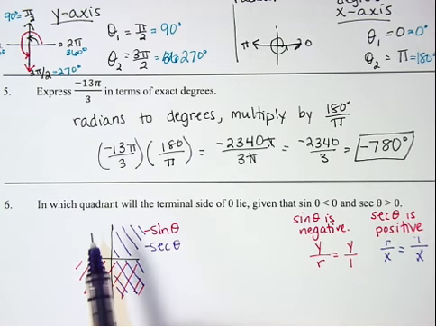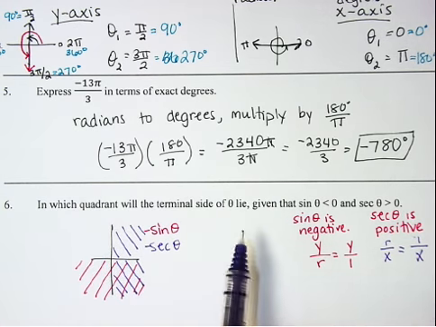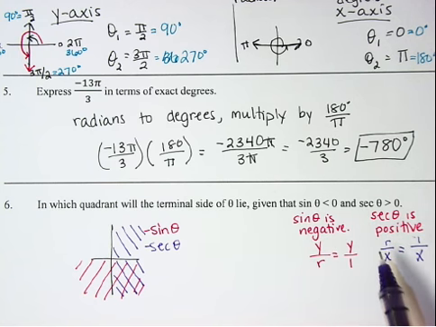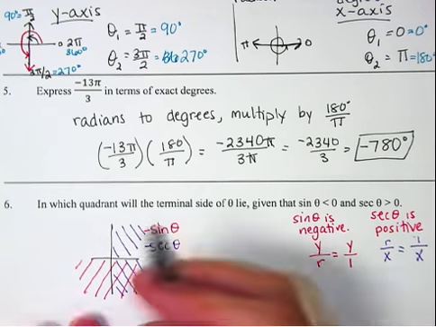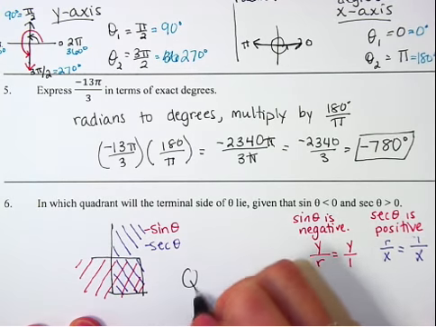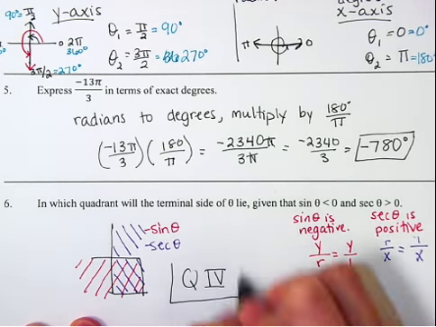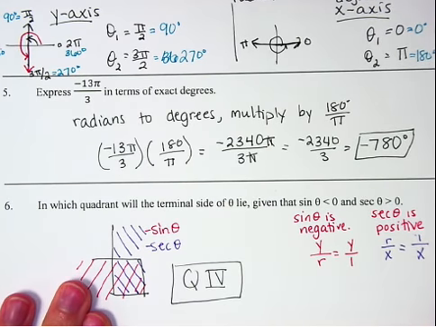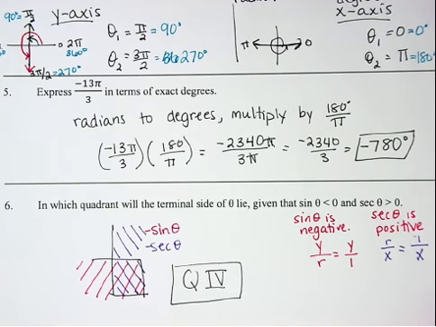And this question is saying, where does the terminal side of theta lie, given that sine is negative and secant is positive? Where do these two pieces of information meet up? Where do they coincide? And that happens in quadrant 4. So when you're dealing with these types of problems, focus mostly on x and y. R has nothing to do with the positive negative aspect. So you're only going to focus on, is this trig function x, or is it y, or is it both?